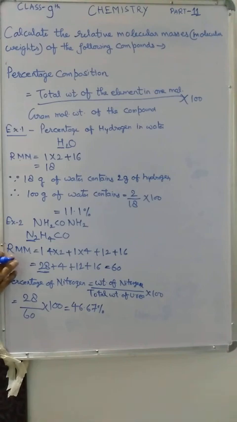So first you have to write down the formula, then find out the relative molecular mass, and then with the help of this formula you have to find out the percentage of any particular element.